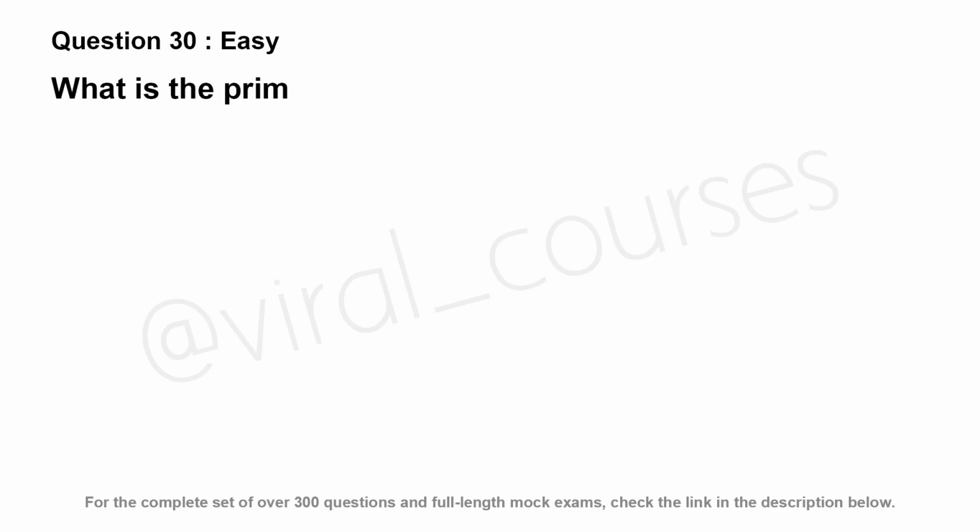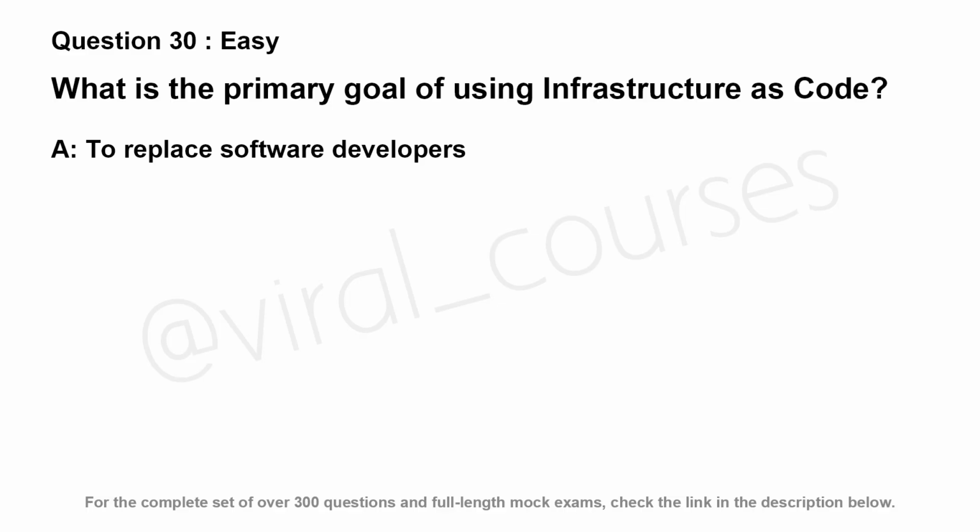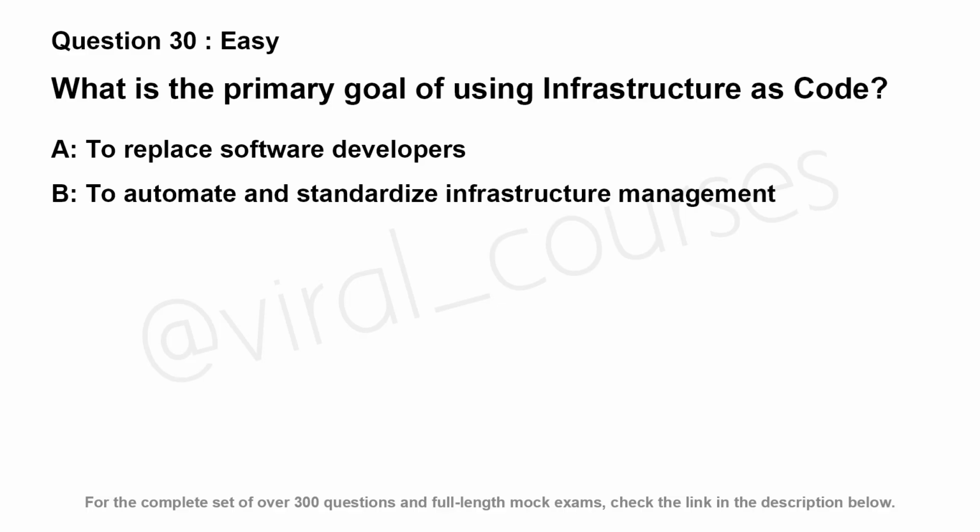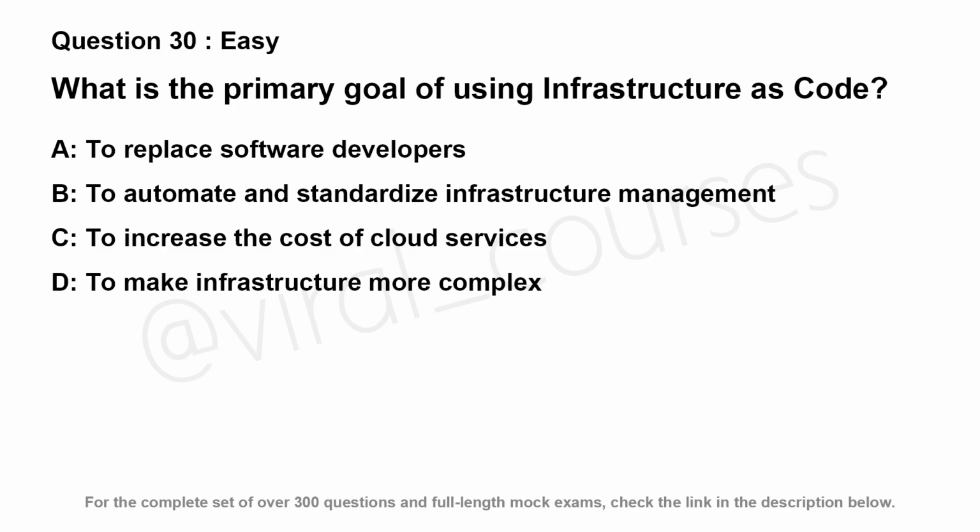What is the primary goal of using infrastructure as code? Option A. To replace software developers. Option B. To automate and standardize infrastructure management. Option C. To increase the cost of cloud services. Option D. To make infrastructure more complex.